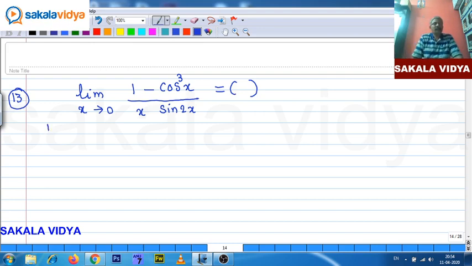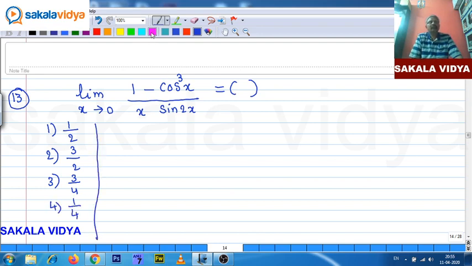First option is 1 by 2, second option is 3 by 2, third option is 3 by 4, fourth option is 1 by 4.